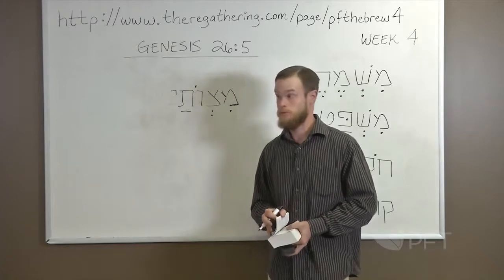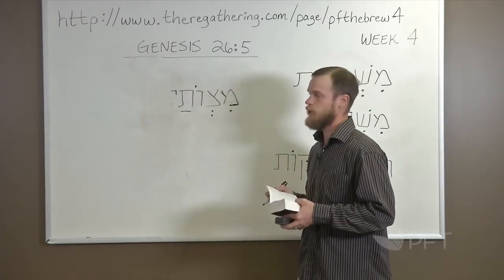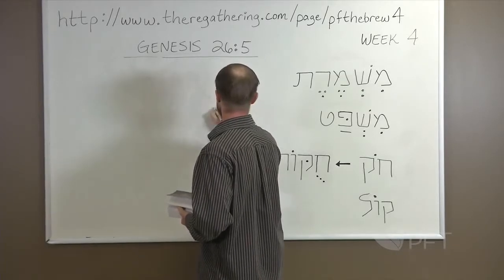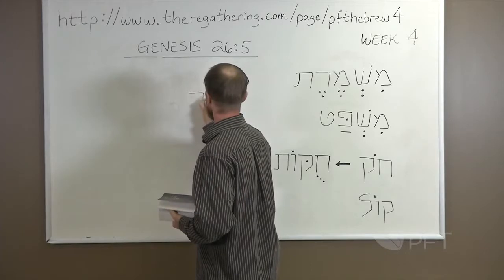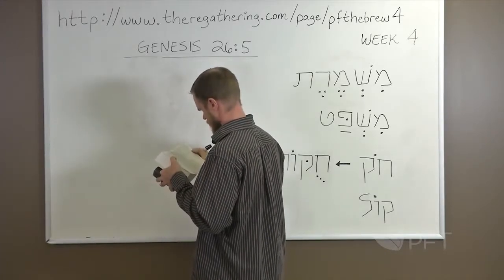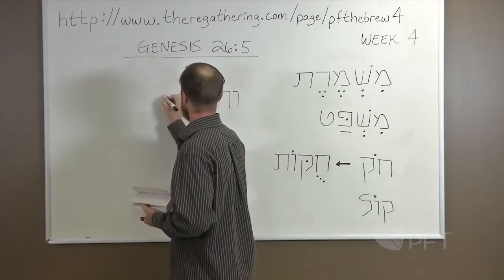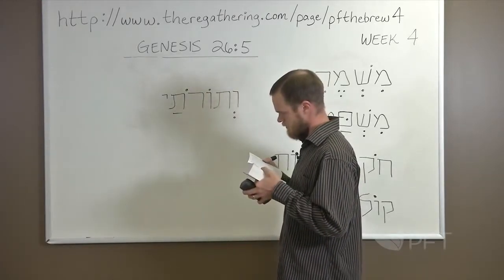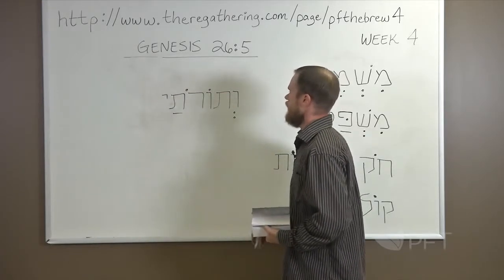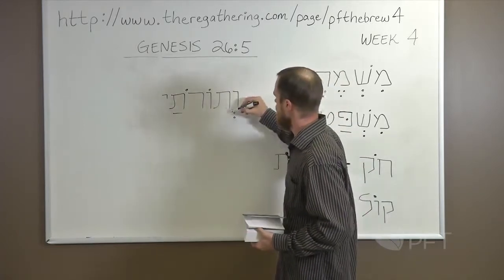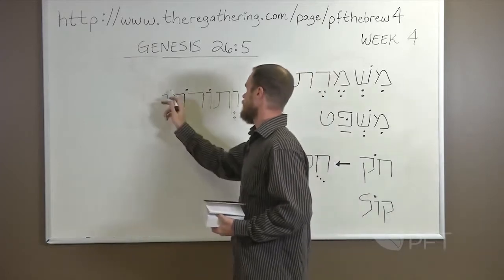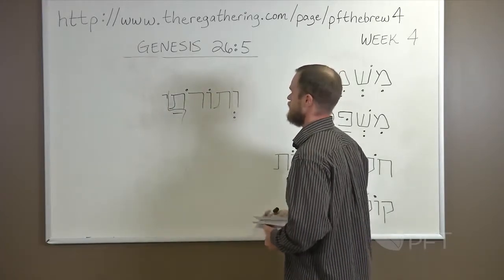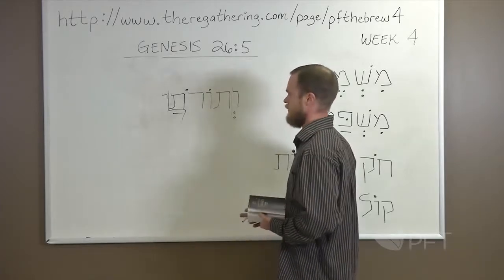Chukotai, my statutes, plural. Vitorotai. I think it's spelled irregularly here, actually. Yes. All right, so what's this word? Take the vav off the beginning right away, and the I ending off right away. Okay, Torot. It's the defective plural of Torah. And Torah, of course, is a code or body of laws.